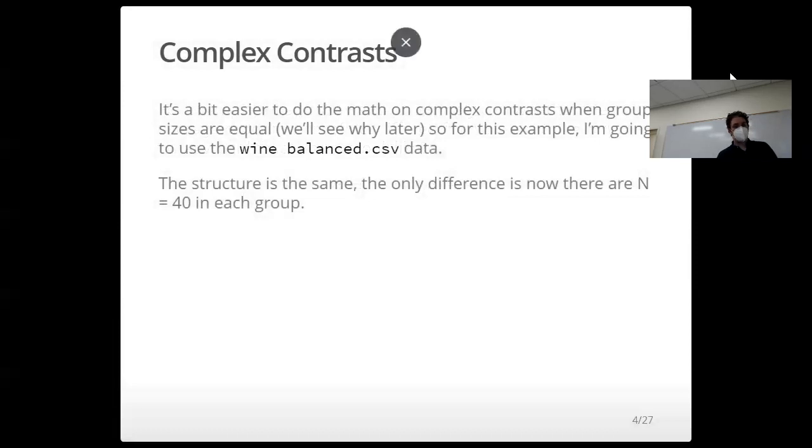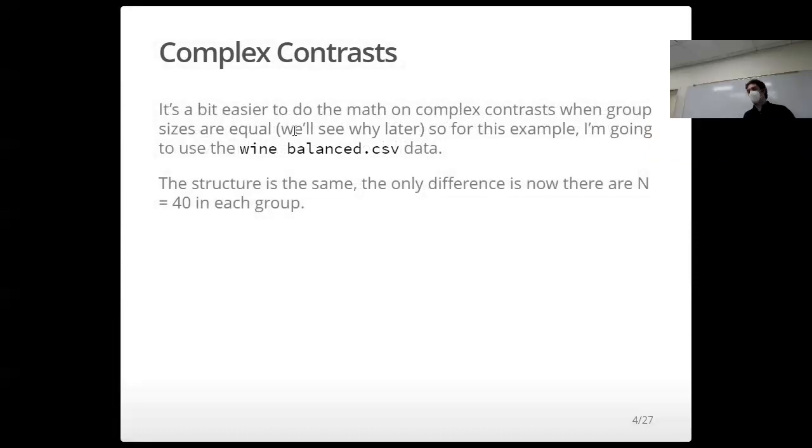It's a bit easier to learn about this stuff when we have balanced sample sizes, when we're doing more complex contrasts, which we'll see a little bit later. So I'm using a slightly different simulated data set for this one. And this time each group has n equals 40. So there's the same number of observations in each group here. You can use more complicated contrasts when the groups are unequal, but the math gets messier. I'll show you some of that, but it's much easier to understand if we look at balanced groups.